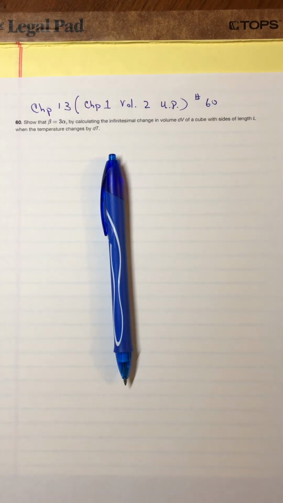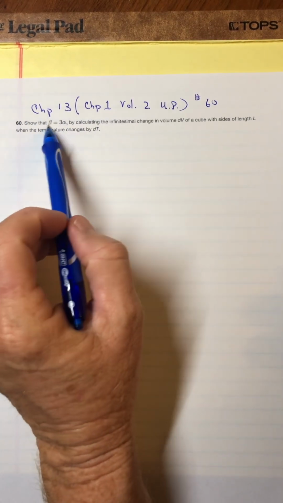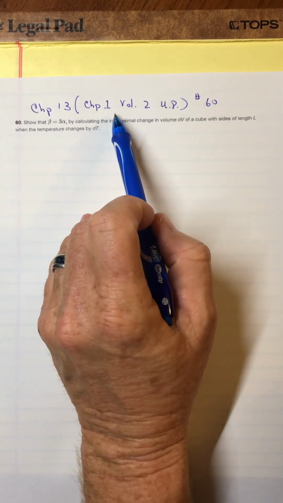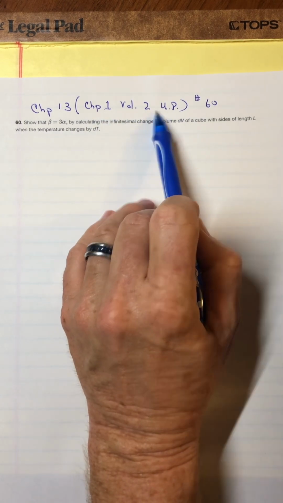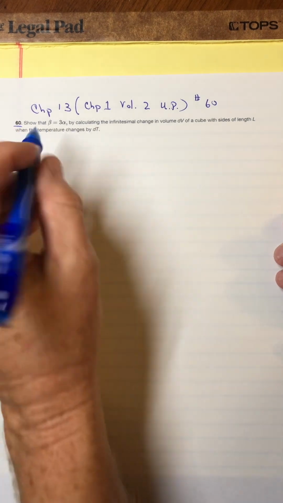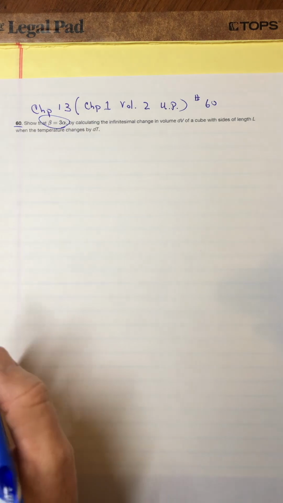Hey students, I thought I'd make another video solution here. This one is also out of chapter 13, but it's from the harder book. It is the volume 2, chapter 1 of the university physics books, and it's number 60, and it says this: show the relationship between alpha and beta.